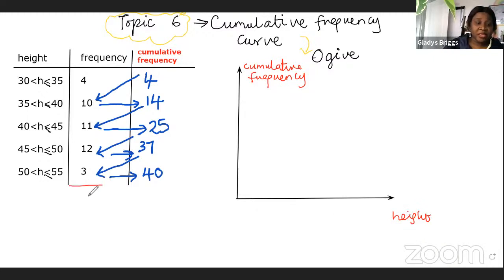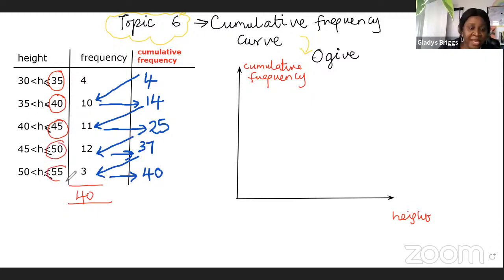Mind you, here you need to add them up and it should be equal to whatever you get here, 40. So if you add your total frequencies, they should add up to 40 here. When you finish, you're going to be plotting the upper limits of your data against the cumulative frequency.